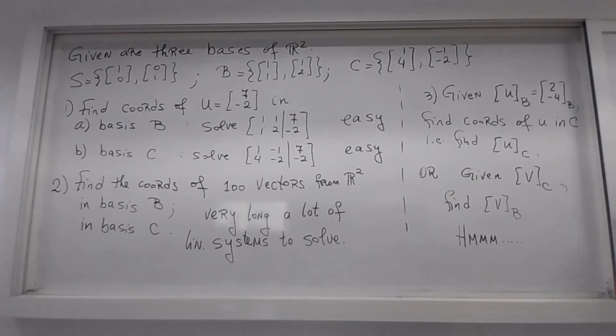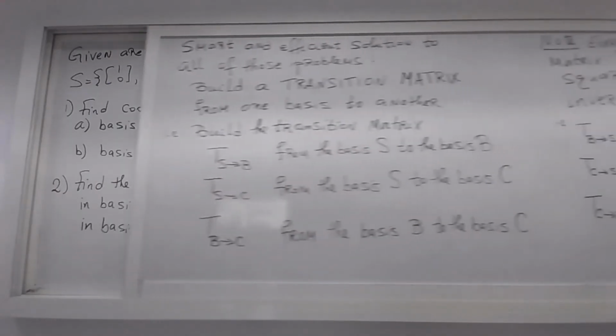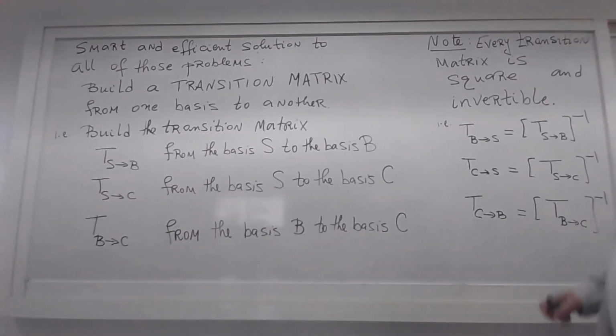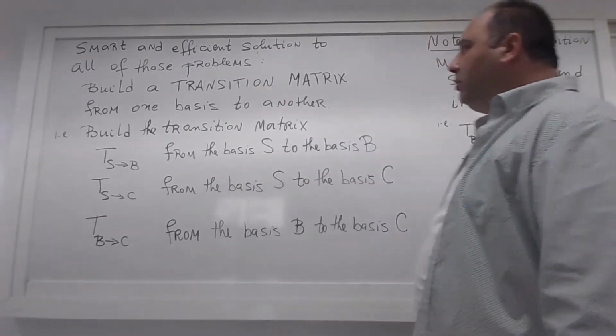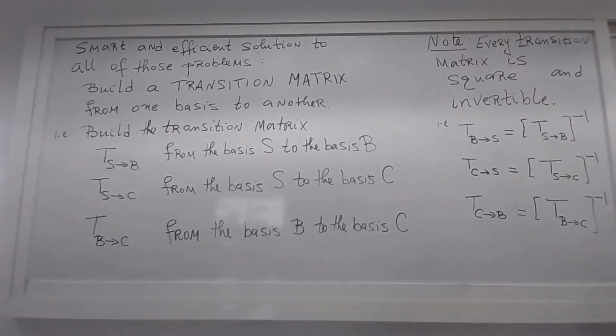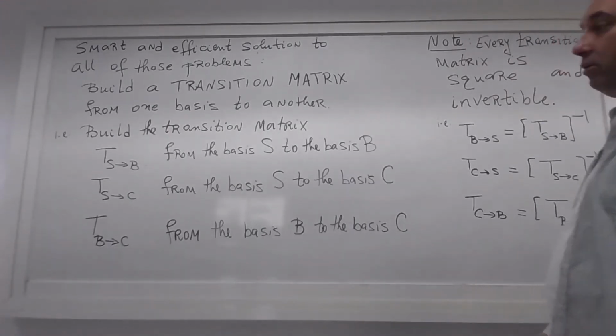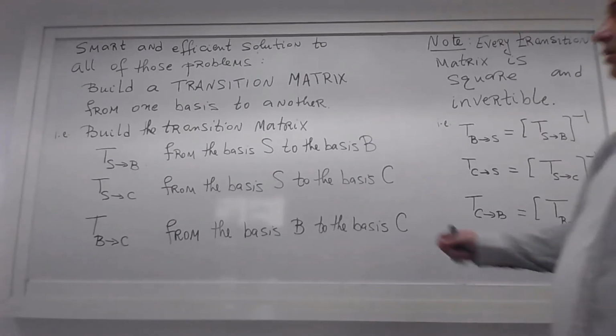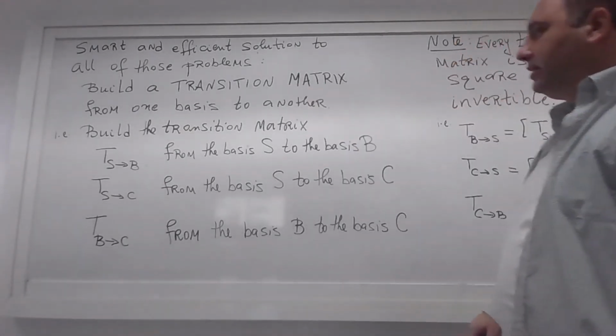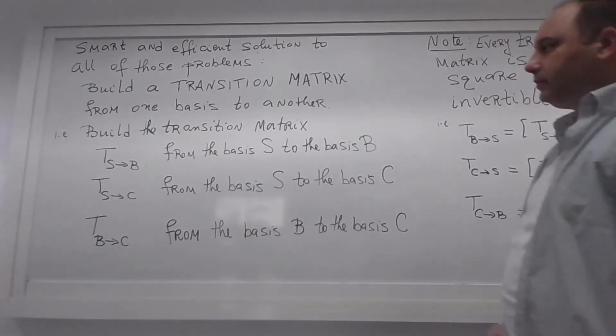So there is a good way to solve all this all at once. A smart and efficient way to solve these problems, all of them at once, is to build what is called a transition matrix from one basis to another. What is that? We will see how to build it first. And it's not complicated. Again, you will need to solve using Gauss-Jordan, but the system will be smaller and you solve it once in your life. So the transition matrix will be something very important to solve our problems.